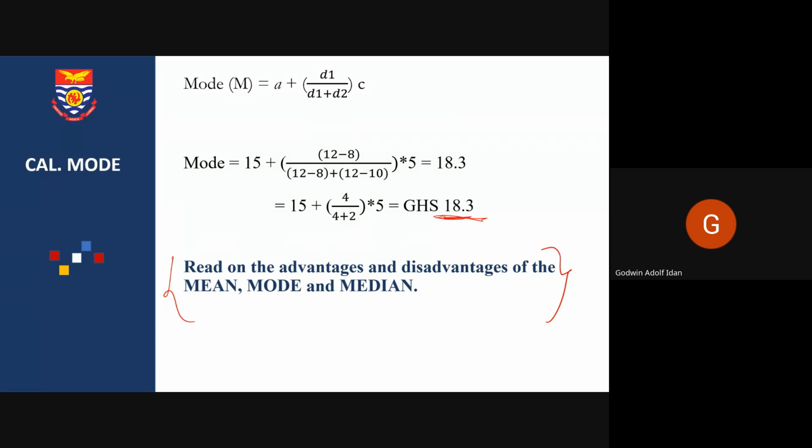Let's read on the advantages and disadvantages of the mean, median, and the mode, and which of them is an appropriate measure of central tendency. Hope you've captured it.